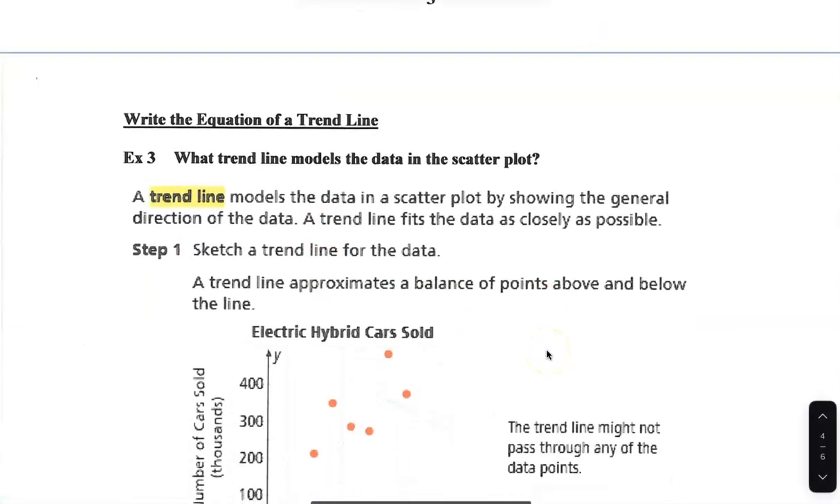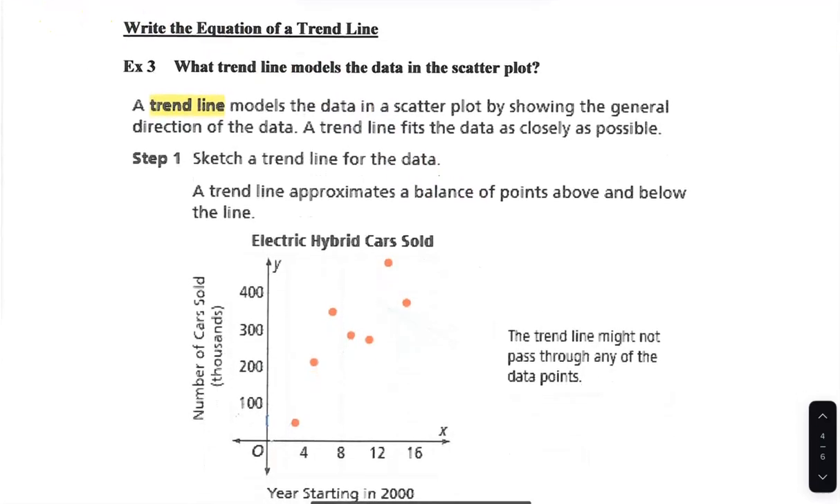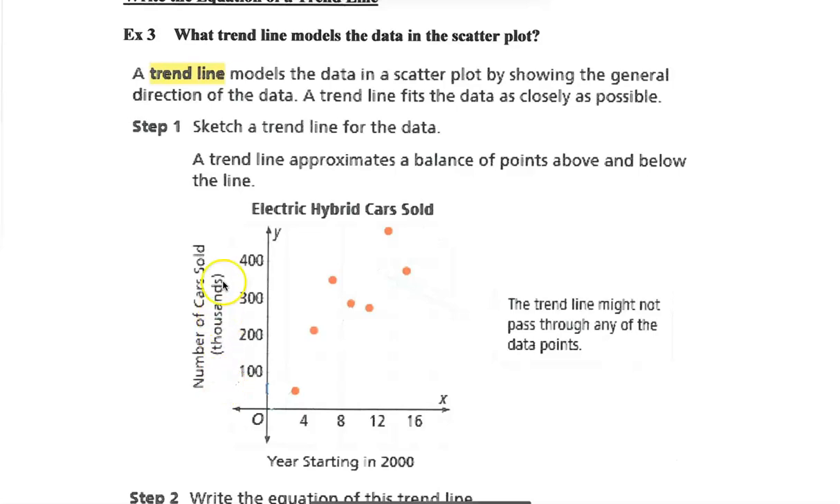Let's write an equation of a trend line. So let's talk about how to do that. In this example, we're going to find what trend line models the data in the scatter plot. So we have electric hybrid cars sold, starting in the year 2000, and then number of cars sold in thousands. So step one of trying to make a model for this data: when you talk about a model, we're talking about an equation, right? An equation for the trend line. That's all a model is.